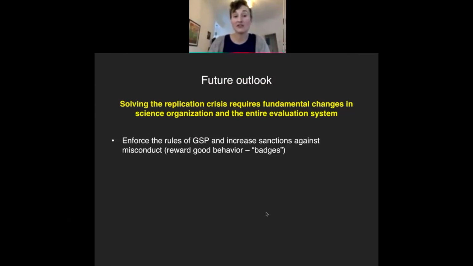Some of these changes, for example, are to enforce the rules of good scientific practice. This is actually what we're doing here today, by making people aware, by talking about these issues, to improve in the future: reduce fraud, fabrication, and the lack of reproducibility, and also increase sanctions against misconduct. Not only towards students and young investigators, but also towards senior group leaders and professors, everyone who engages in misconduct. And on the contrary, also reward good behavior. There are some systems where you can earn badges or quest rewards if you continuously share your data publicly. So there are also incentives like that.